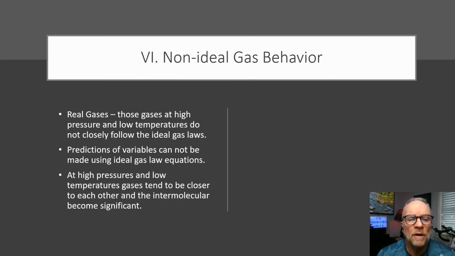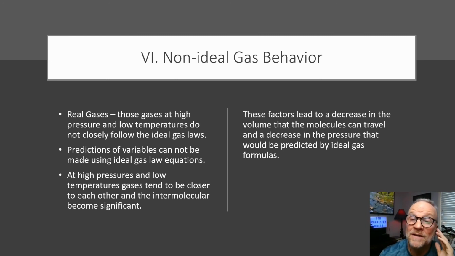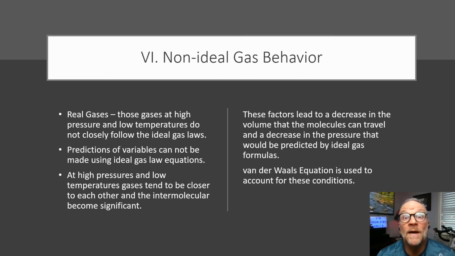At high pressures and low temperatures, gases tend to be closer to each other, and then the intermolecular forces become significant. They start to stick together. That's how I look at it. Okay, these factors lead to a decrease in the volume that the molecules can travel, and a decrease in the pressure that would be predicted by ideal formulas. And then we use something called van der Waals equations to predict their behavior. And that accounts for this decrease in volume and pressure that these gases exert.